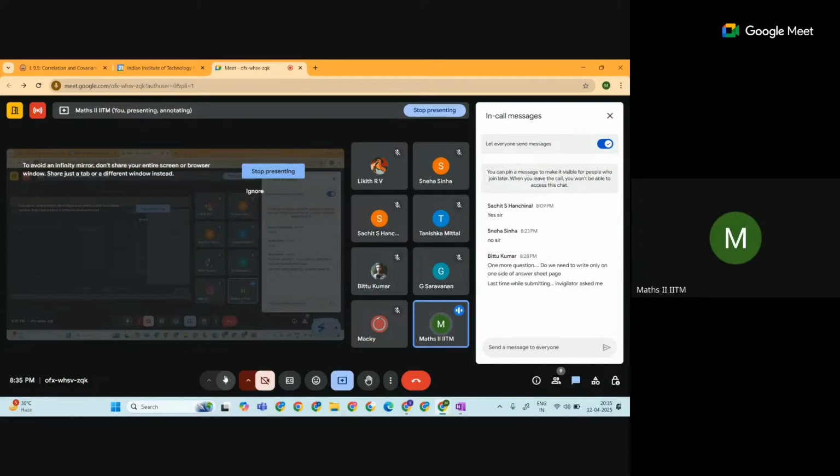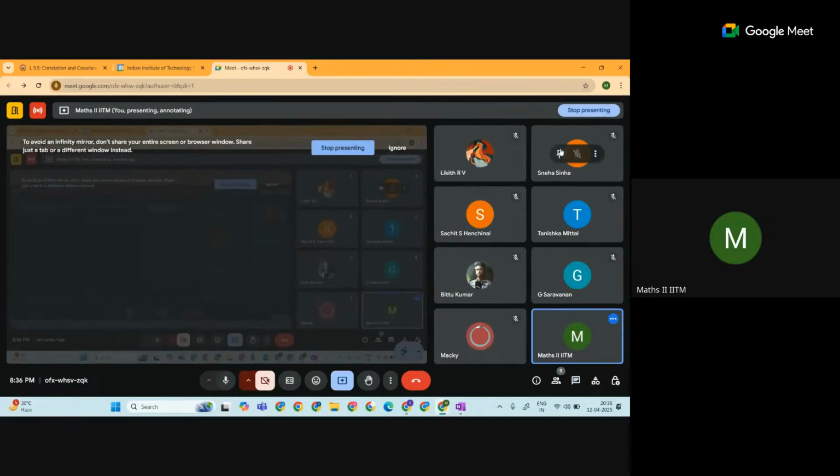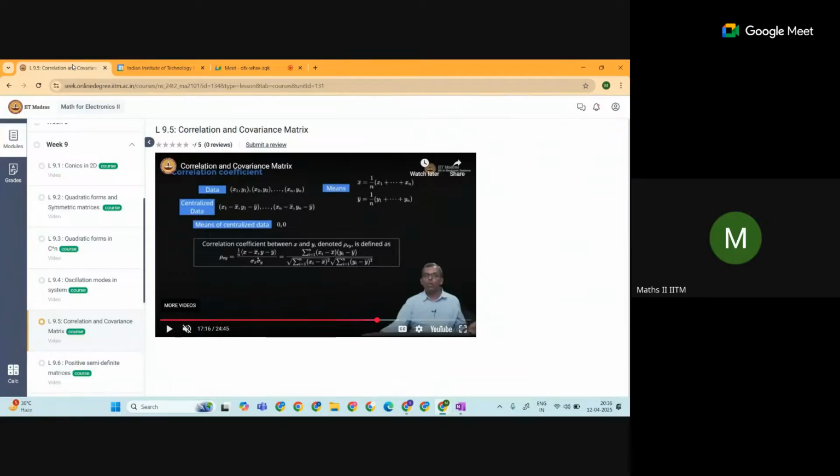Bittu, I have asked one more question. Do we need to write only on one side of the answer sheet or both sides? However they instruct you, please do that. Maybe some centers have different instructions. These may be TCS centers, and the TCS employee will instruct you how to write there. Whatever they say, you can write according to that. No need to worry about that.